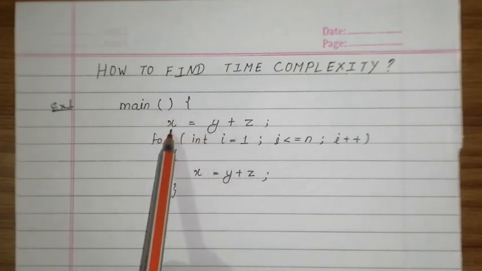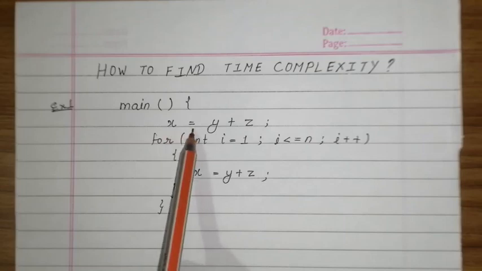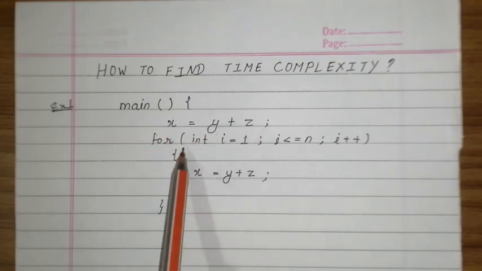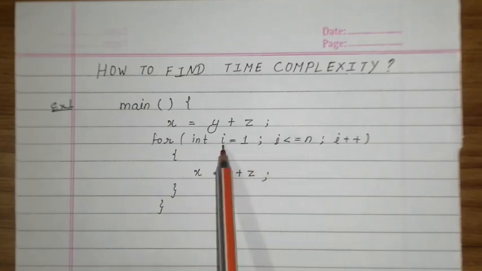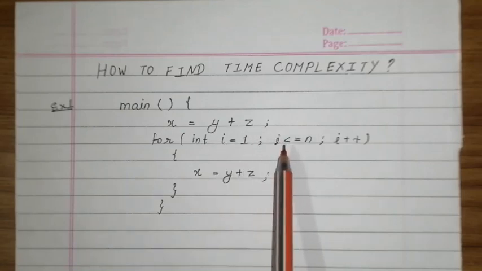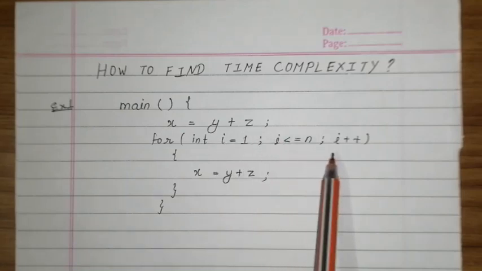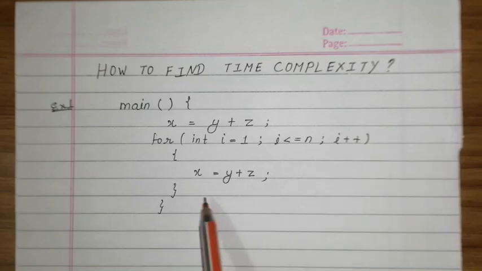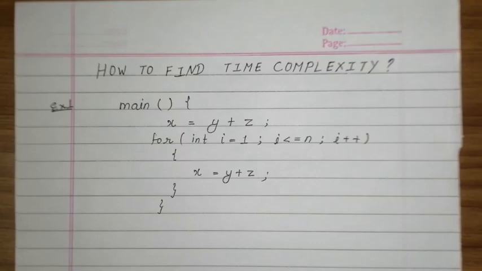In the main program there is a statement x is equal to y plus z, and one for loop is given. Inside the for loop, int i is equal to 1, i is less than or equal to n, i plus plus, and this for loop will iterate from i is equal to 1 to n. Inside the for loop there is one statement, x is equal to y plus z. Now I will show you how to find the time complexity of this program.